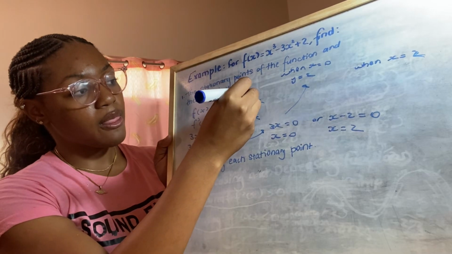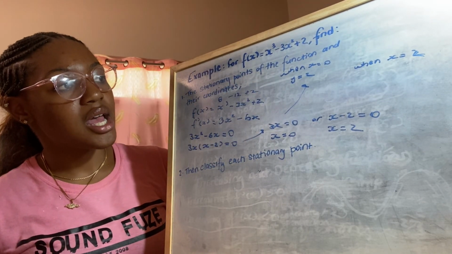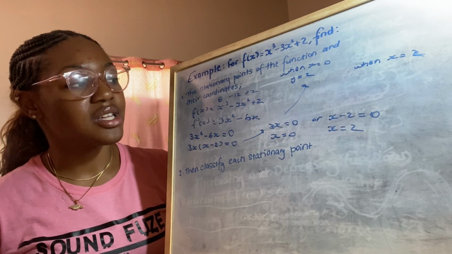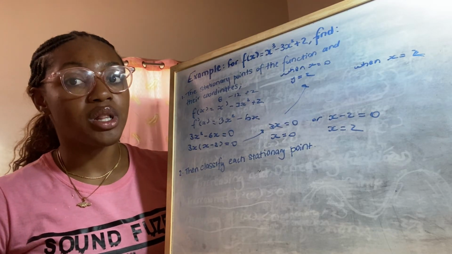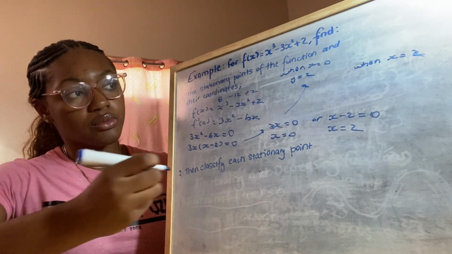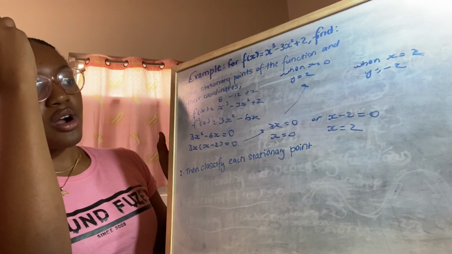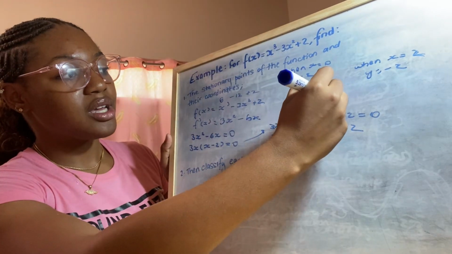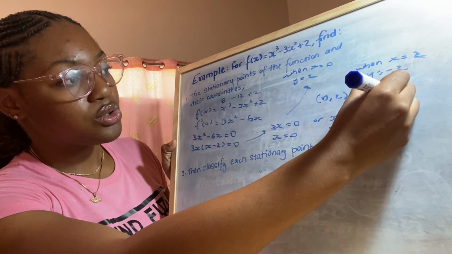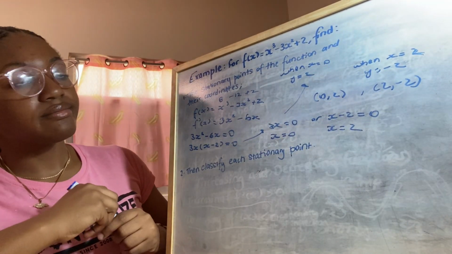Plus 2. When we simplify that, we're going to get negative 2. So we'll have 8 minus 12. 8 minus 12 is negative 4. Negative 4 plus 2 would give us negative 2. So y would be equal to negative 2. Therefore, our coordinates would simply be (0, 2) and (2, negative 2). And that's it.